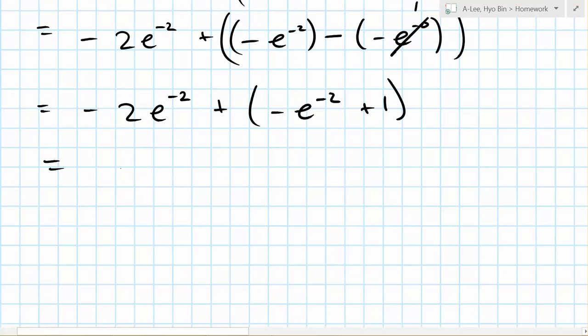So then the answer would be negative 3 e to the negative 2 plus 1. Ta-da!